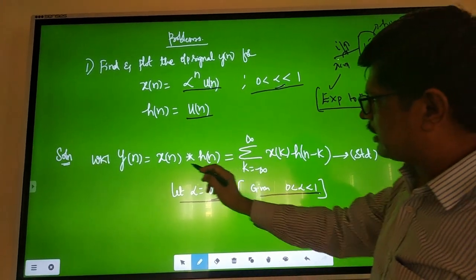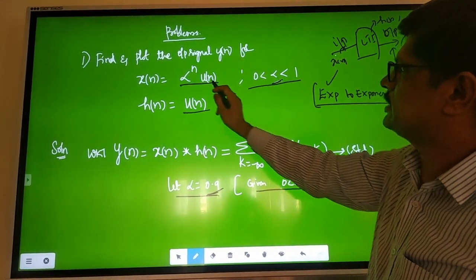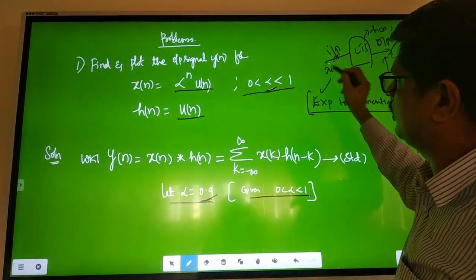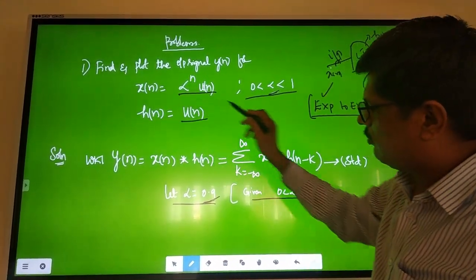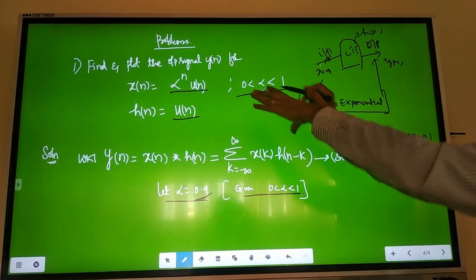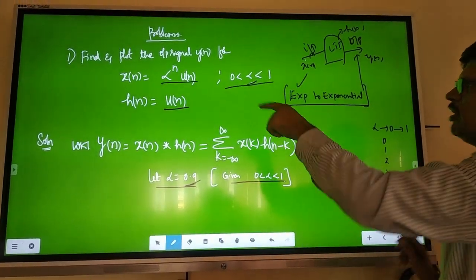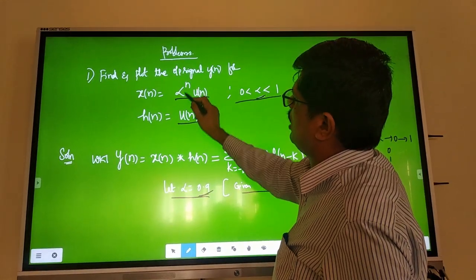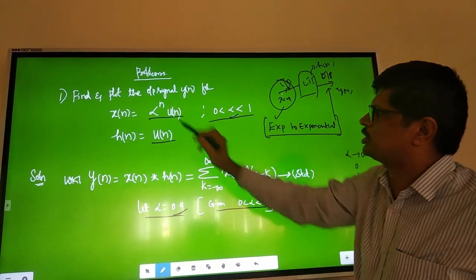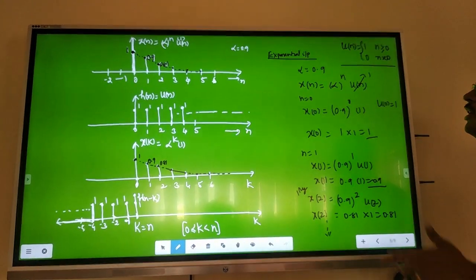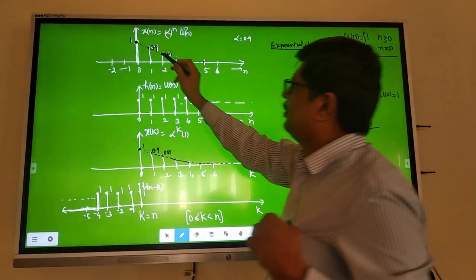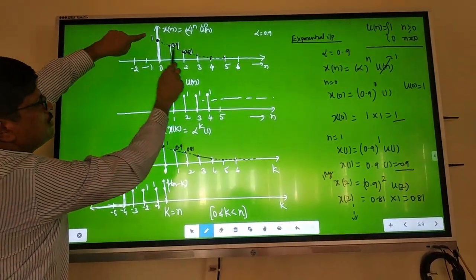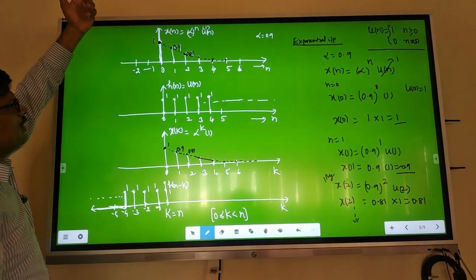In the first diagram, you write x of n versus n, the input. The second is the impulse response h of n versus n. These first 2 diagrams you write by looking at the equation. The input is x of n is equal to alpha to the power n into u of n. An exponential function is given. Now let us see how it is exponential. When you plot x of n versus n, you will get an exponentially decaying signal.